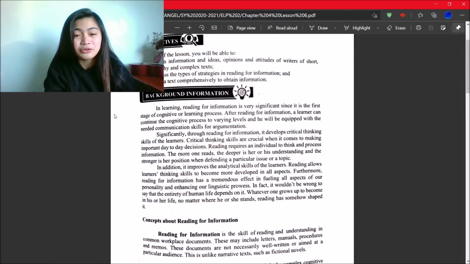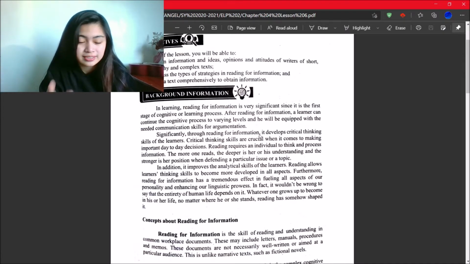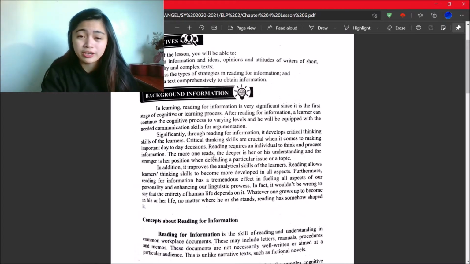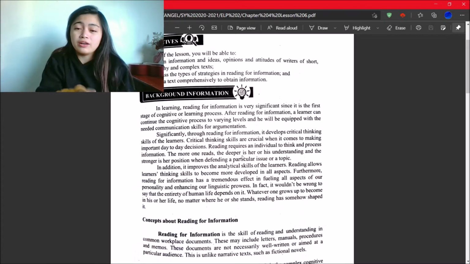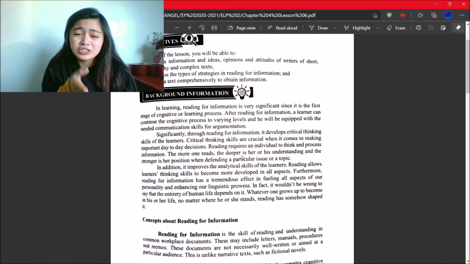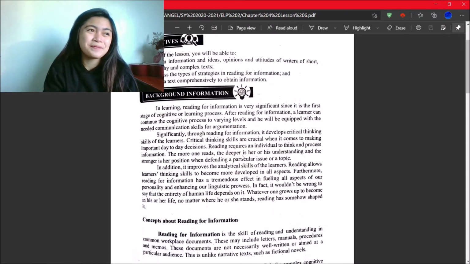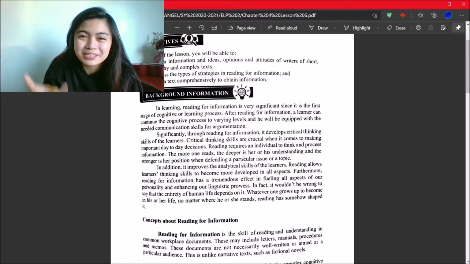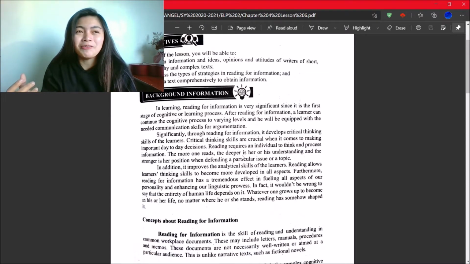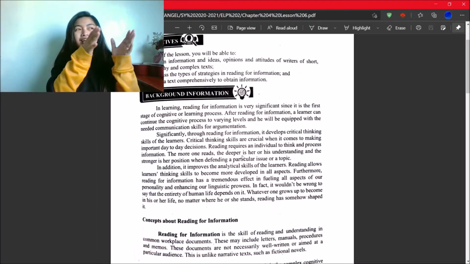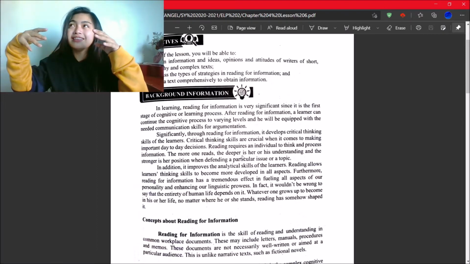And sabi nga, through reading for information, it develops critical thinking skills for learners. And the more one reads, the deeper is her or his understanding and the stronger is her position when defending a particular issue or topic. Kasi you cannot defend a thing if you do not know the bits and pieces behind it. So, what are the small details that make up the larger picture?